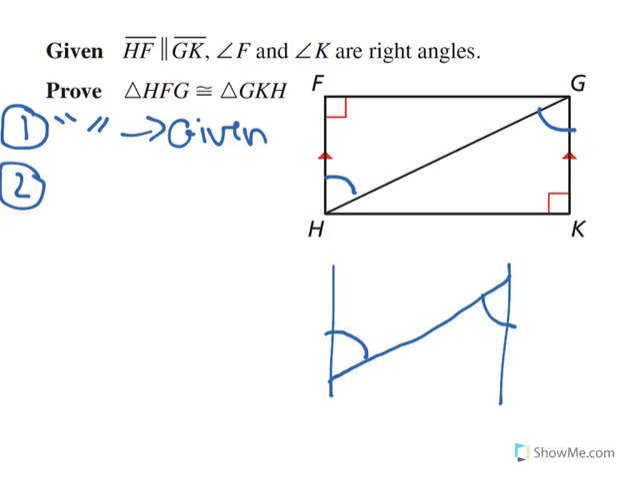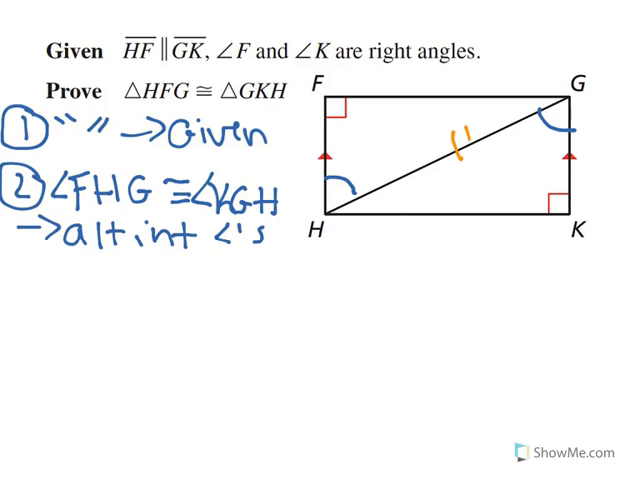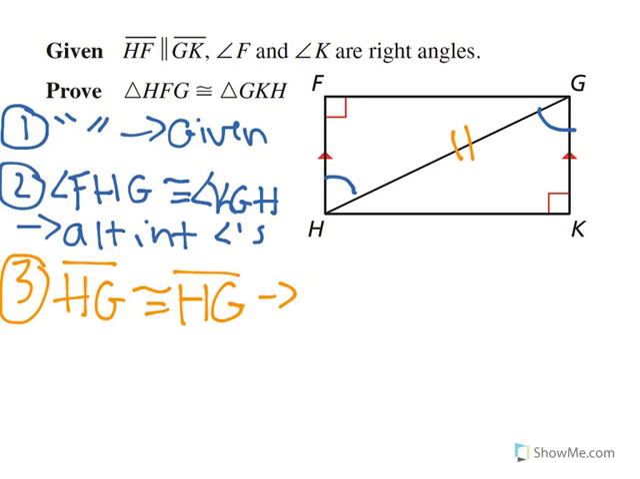So angle FHG is congruent to angle KGH, because those would be alternate interior angles. And then we can use the reflexive property to say that HG is congruent to segment HG by the reflexive property.